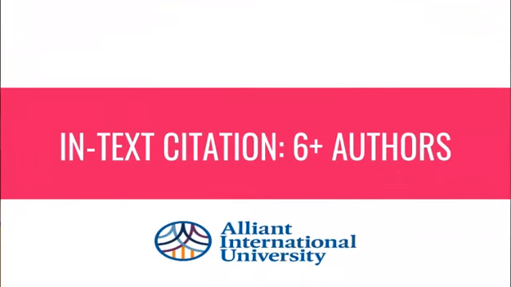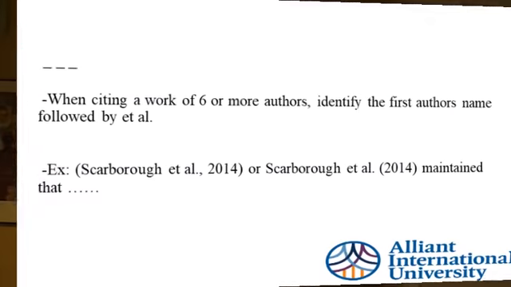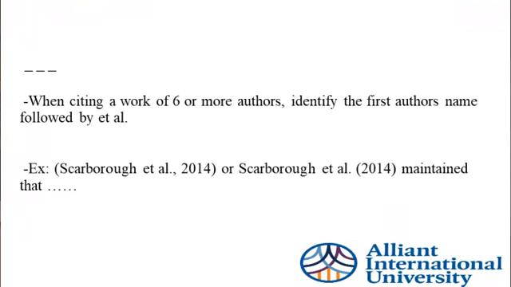If you have 6 or more authors, you identify the first author's name followed by et al. Generally, you won't list all 6 the first time either. You'll just do that the first time. You can list it all in the parentheses, or you can introduce it with the author et al. and then the year of publication in parentheses. Maintain that, whatever the content of that finding is.